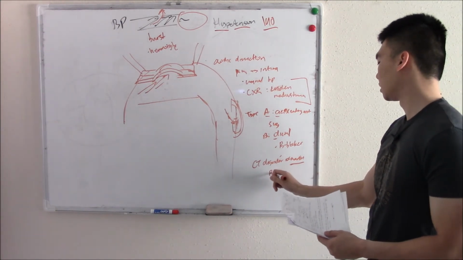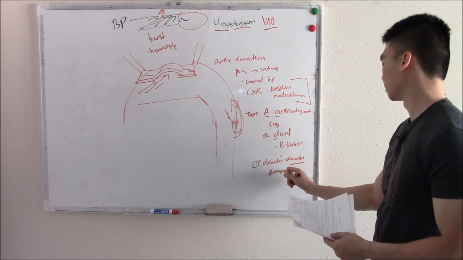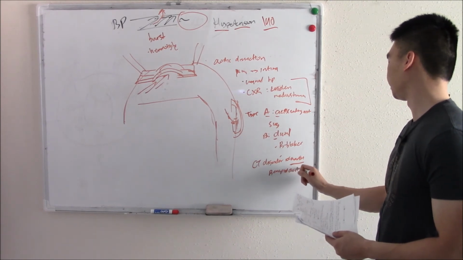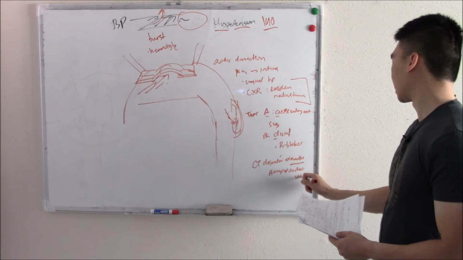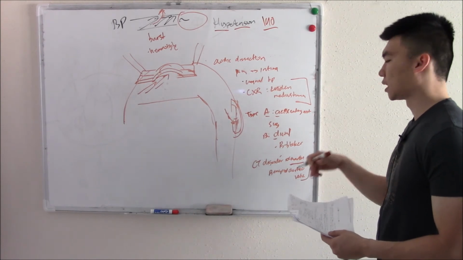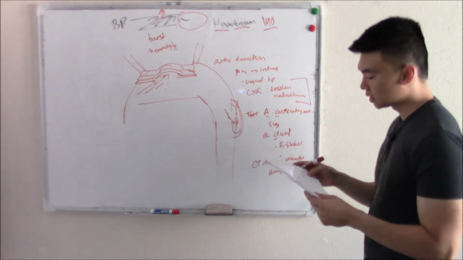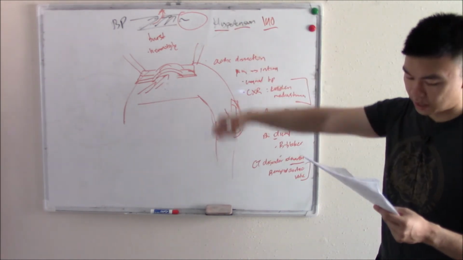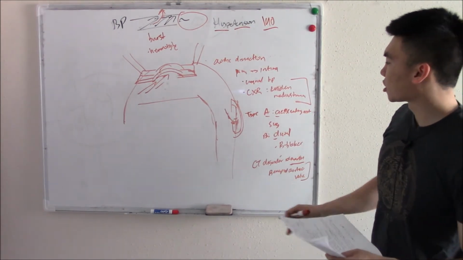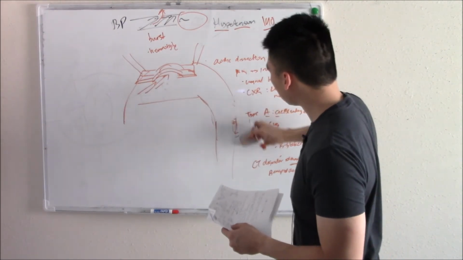Also seen in bicuspid aortic valves. The mechanism is not quite known, but just keep that in the back of your mind. Just in case they ask it, you can be like, bicuspid aortic valve. All right. That's dissection.